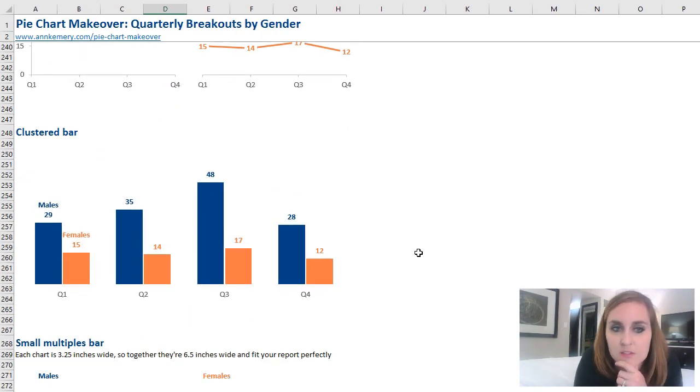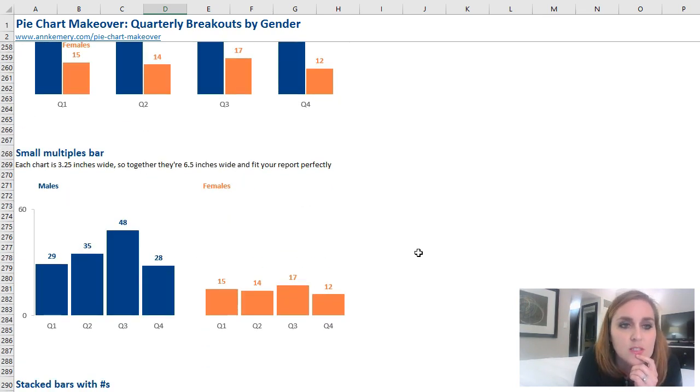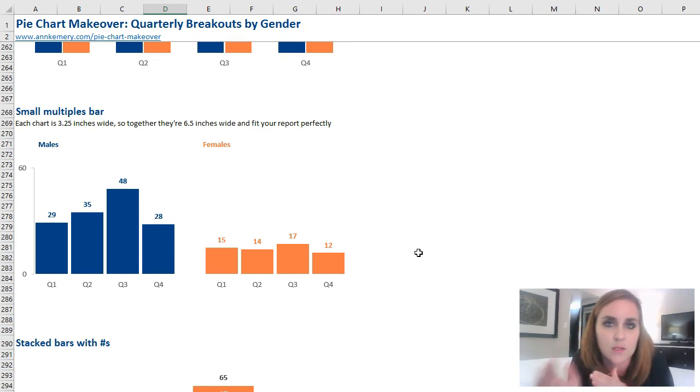You could do a clustered bar. I'm not generally a fan of these, but they work. There's only 2 pairs next to each other. I see these a lot with 3 bars next to each other, or 4 bars, or 5 bars, or 15 million bars. That's when they get a little bit overwhelming, but 2 is okay. You could do a small multiples bar chart, one grouping for males, one grouping for females.